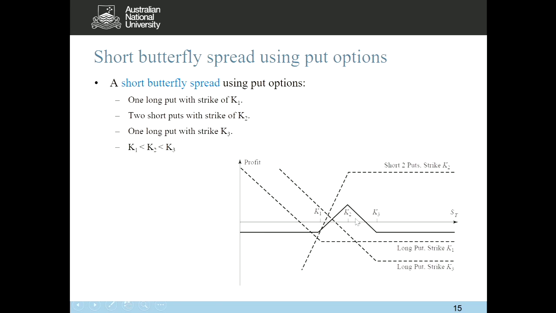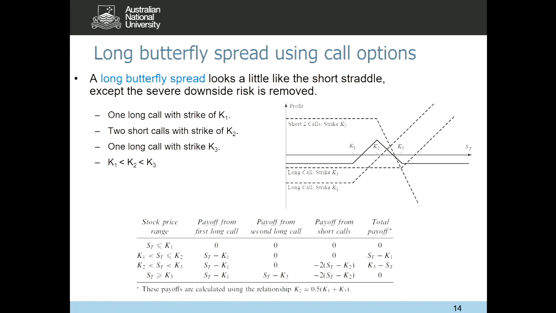So again, once we set up the short butterfly using the puts, we're hoping that the share price is really calm and finishes around K2. And the maximum amount of gain we're going to get is the premium, and our loss is capped at the two sides, okay? Which is identical to this long butterfly using calls.